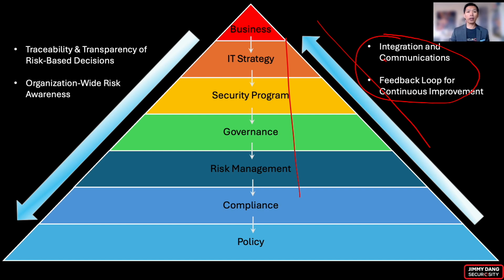Now, starting with the integration and communication piece, seamless integration and clear communication channels are crucial across all levels, as I mentioned earlier, from business objectives down to the policies. This alignment helps in smooth execution of strategies and also effective response to any issues that arise. Decisions are not and should not be made in a vacuum, right?